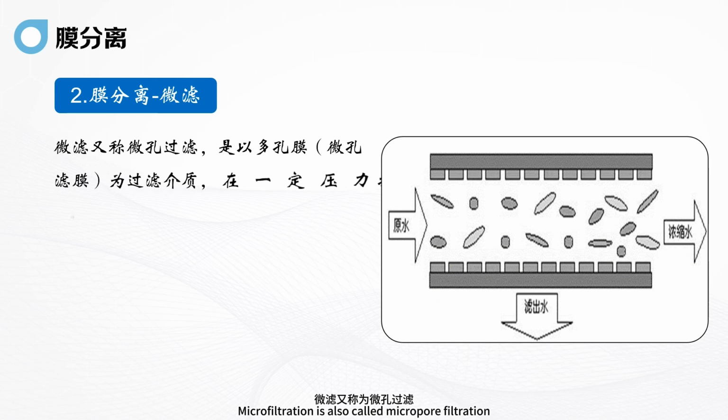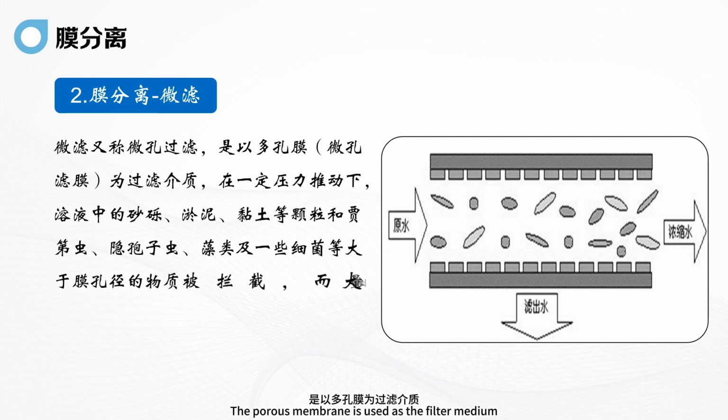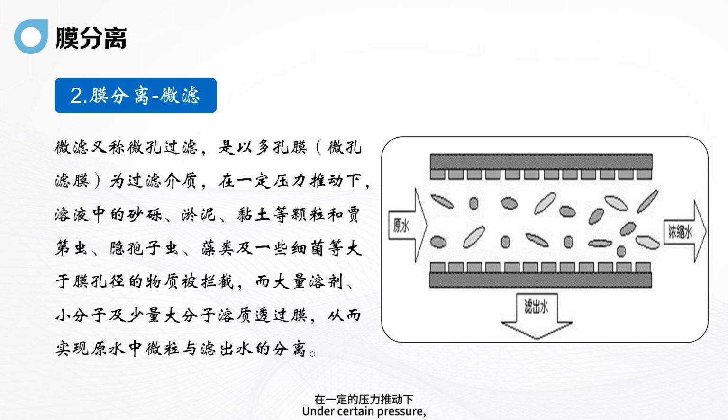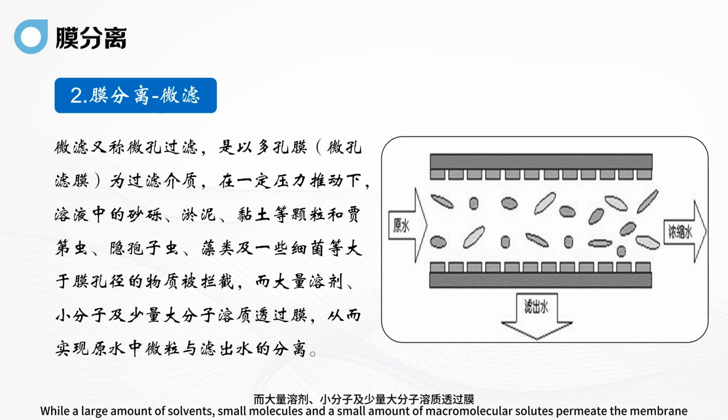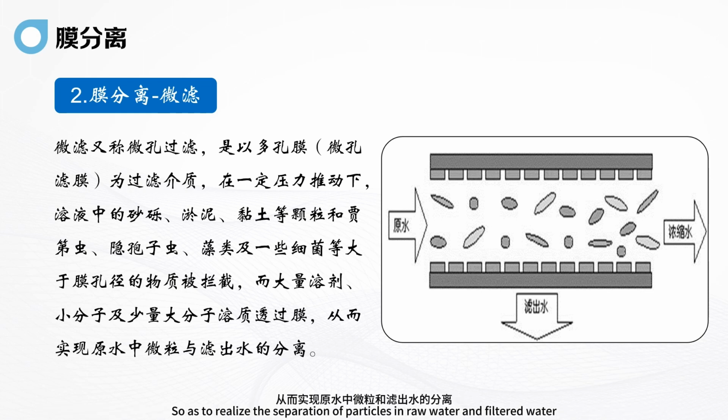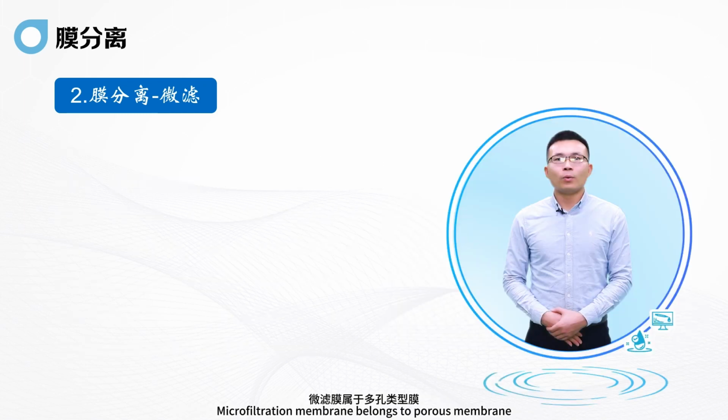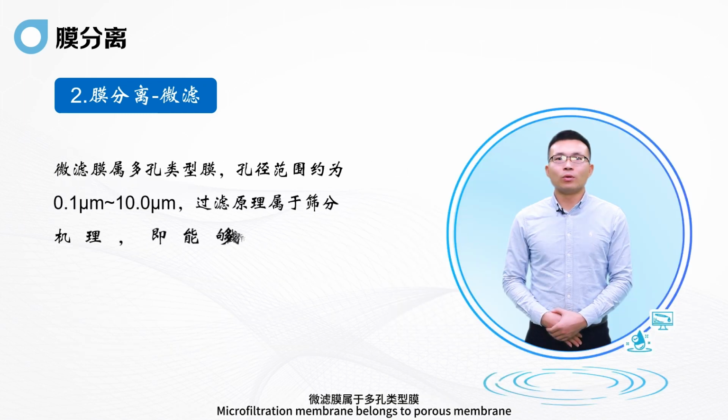Microfiltration is also called micropore filtration. The porous membrane is used as the filter medium. Under certain pressure, particles such as sand, silt and clay in solution, and substances larger than the pore size of the membrane, such as Giardia, Cryptosporidium, algae and bacteria, are intercepted, while a large amount of solvents, small molecules and a small amount of macromolecular solutes permeate the membrane, so as to realize the separation of particles in raw water and filtered water. Microfiltration membrane belongs to porous membrane.